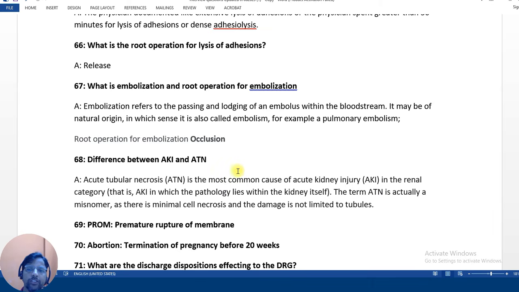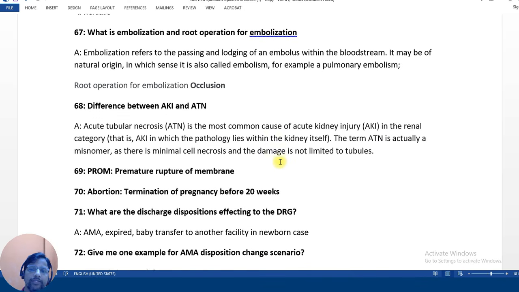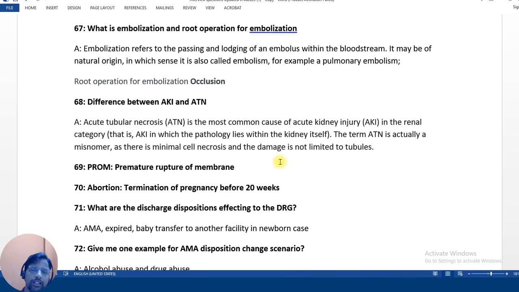What is embolization and the root operation for embolization? So what is embolization? Embolization refers to passing and lodging of an embolus within the bloodstream. It may be of natural origin, in which sense it is also called embolism, for example, pulmonary embolism. The root operation for embolization is occlusion.